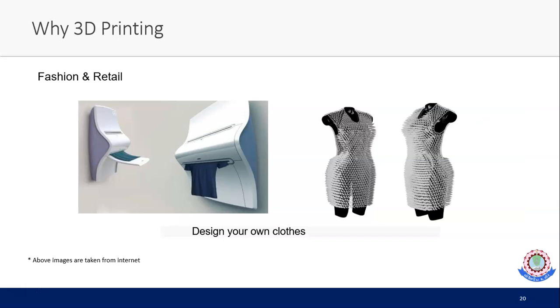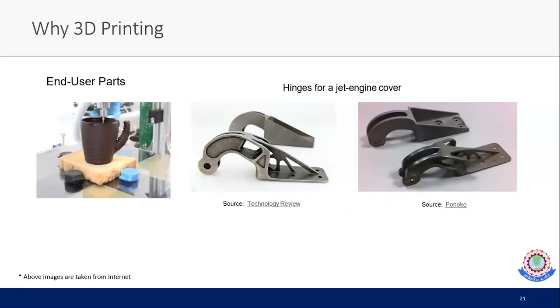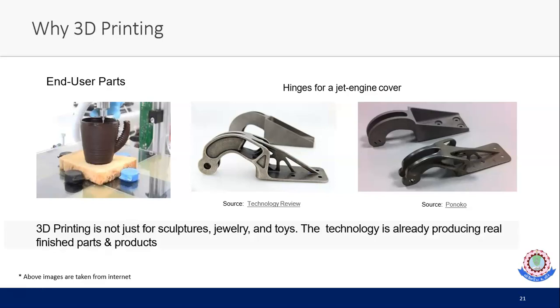Fashion and retail. This is one of the interesting applications: design your own clothes, right? If you visit ready-made showrooms, you can view the dresses, but the dresses may not fit you. You need to adjust them or stitch them. For this purpose, they offer design-your-own-clothes. So you can design your own clothes. Fashion technology also uses some 3D printers. This is end user products, meaning final functional products. So final products we can also make, right?